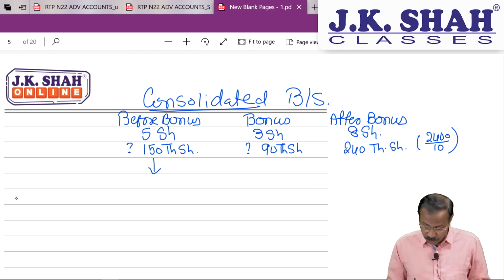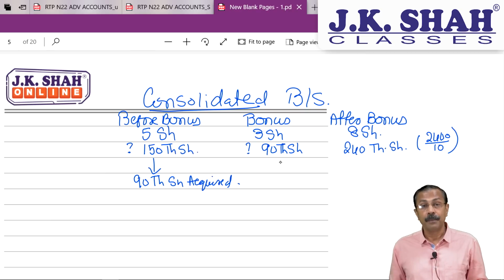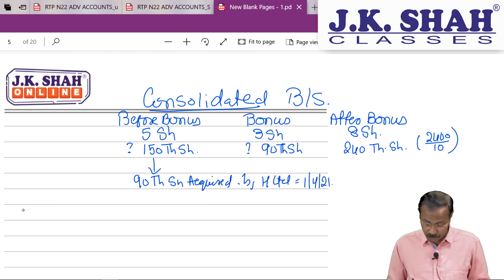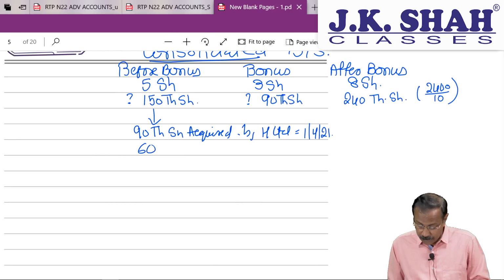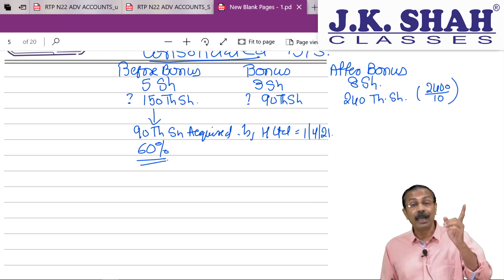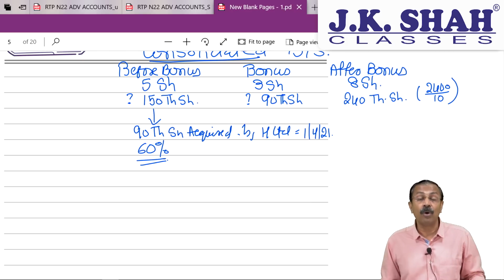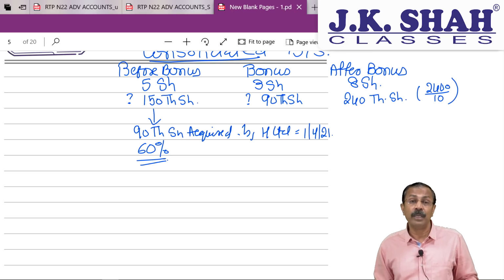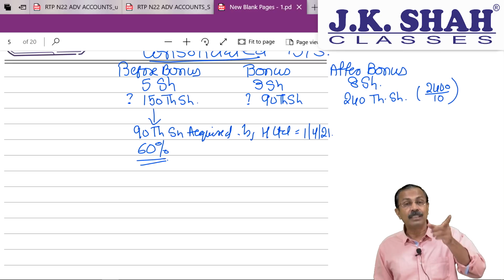Out of this 150,000, 90,000 shares are acquired by H Limited on 1st April 21. So can I say it becomes 60% stake? Don't compare 90 with 240, that will give you a wrong answer. Sir, it is less than 50%, so there is no consolidation, no holding subsidiary relationship. That's a wrong analysis. 240 is after bonus.